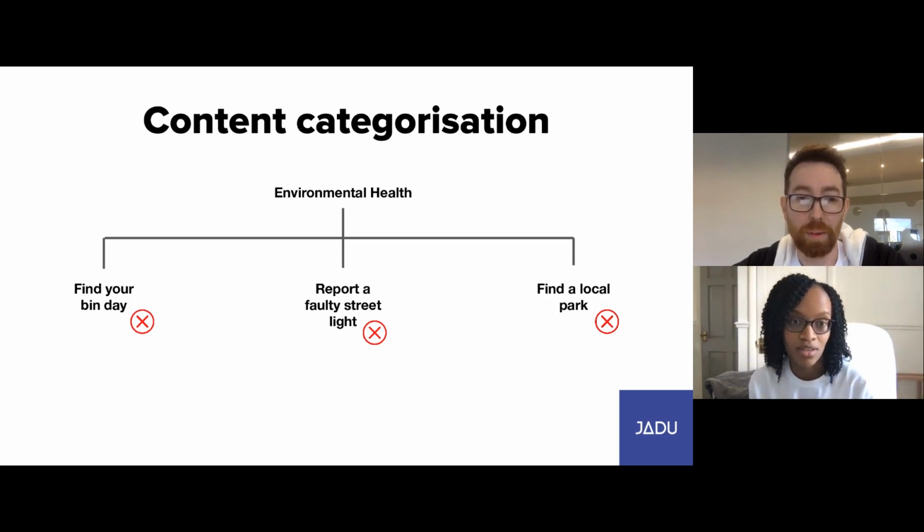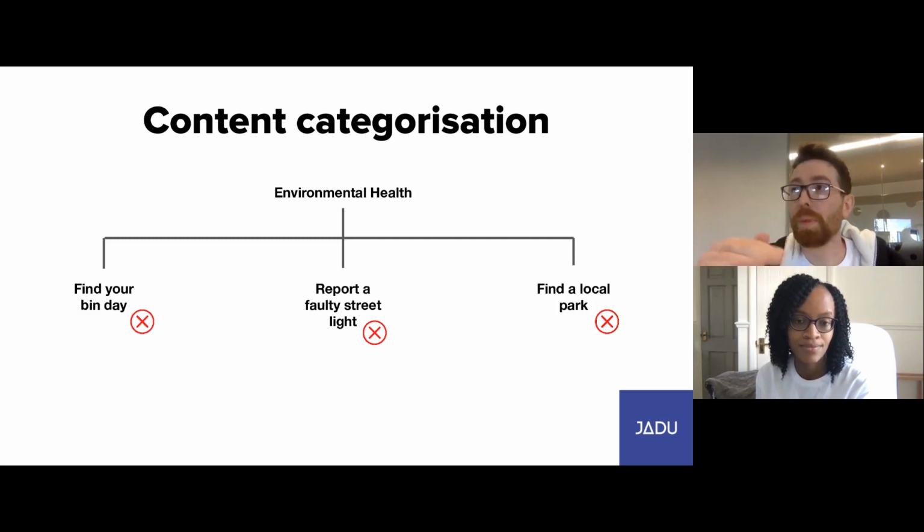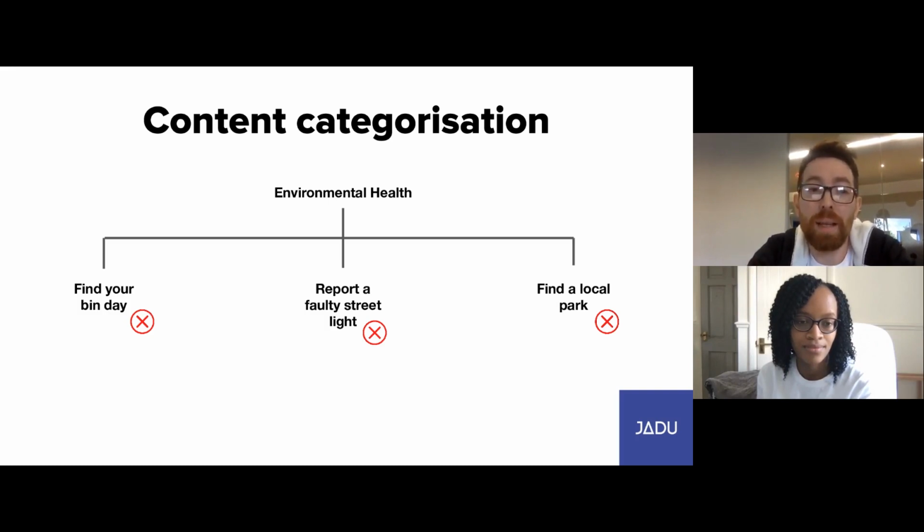Exactly. Do you have anything else you'd like to add about content categorization? Because you've got a lot of experience with this activity. Yeah, I think you've pretty much summed it up there. But this is a really useful activity that you can do, as you say, right at the start of your redesign, so that you get your site navigation categories correct. So this is an example that you've got here, environmental health. People often have this title for their category, environmental health, when it's not necessarily intuitive to the users. So find your bin day for a user. When they're thinking about, well, when's my collection day, they're not thinking environmental health, for example.